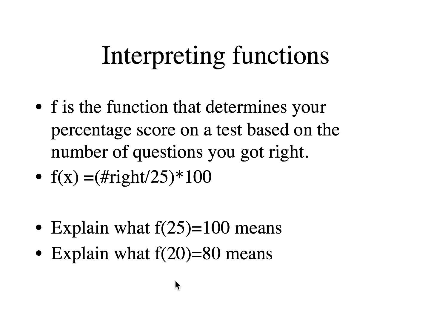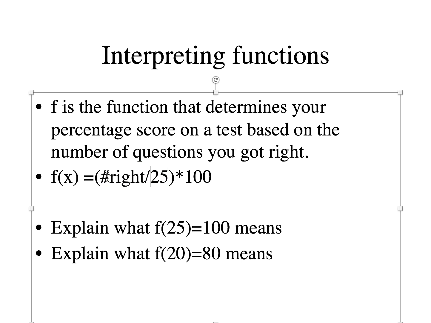So let's do some practice interpreting functions. In the previous slide, I used an example of a function that determines your grade based on the number of questions you got right on a test. So here's the specific function that does that for a particular test. Your score on the test is a function of the number of questions you got right. So in this case, x is going to stand for the number of questions that you got right. And the rule for turning the number of questions you got right into a percentage score is, first, take the number of questions you got right and divide it by 25. And then take the answer you got when you do that and multiply it by 100. This rule goes with a test that has 25 questions on it.